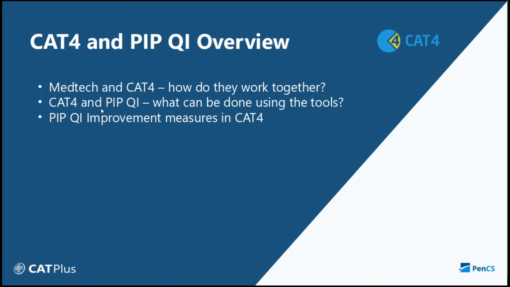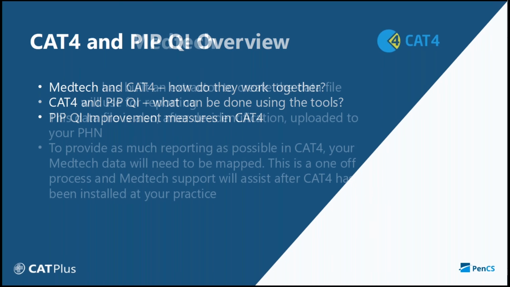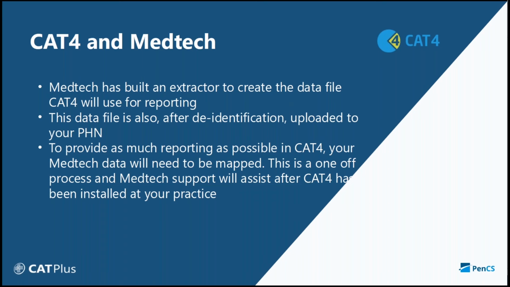Then of course CAT4 and PIP-QI. So with the new mapping or the new functionality there, I assume there'll be some more data items that are now able to be pulled out. So what can you do using the tools, in particular CAT4, and then just in general PIP-QI and improvement measures in CAT4. Obviously there's this new extractor to create the data file CAT4 uses for reporting. So the process is a couple of stages. You have the mapping done in your Medtech, you have the extraction done in Medtech, and then CAT4 can read the data.